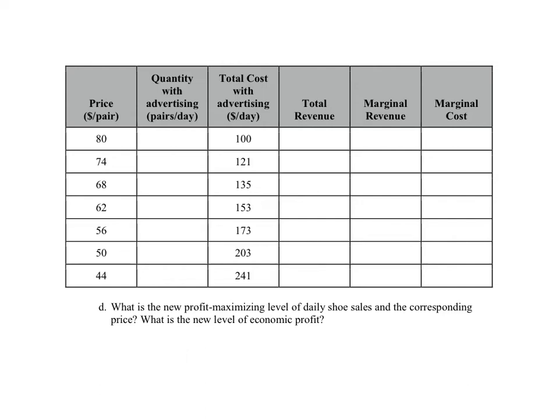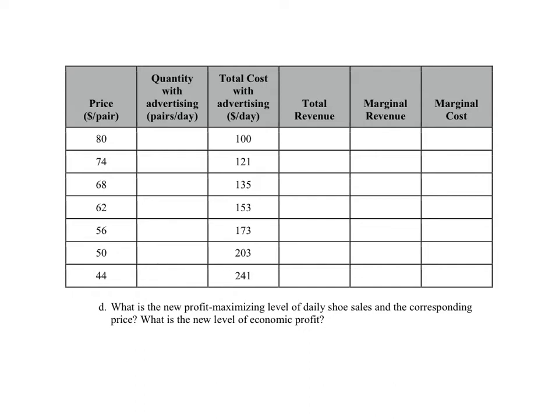Okay, let's look at the next part of this problem. We're told in part C that the firm signs an advertising contract. It increases daily sales by 3 units at each price. So that means our demand is going to change. Demand increases. The cost of advertising is based on the number of shoes sold, and the new cost schedule is provided below. And so we're to fill in the remainder of the table.